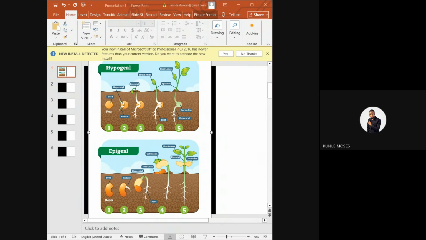So, in case they ask you, the radicle is the first part of the embryo that will emerge during germination. In case they ask you what is the first part of the embryo of the seed that emerges during germination, it is the radicle. Is that taken? And it is this radicle that develops into the primary root. In case they ask you what develops into the primary root, it is the radicle. And it is the first part of the embryo that will emerge during germination. I hope that is taken.